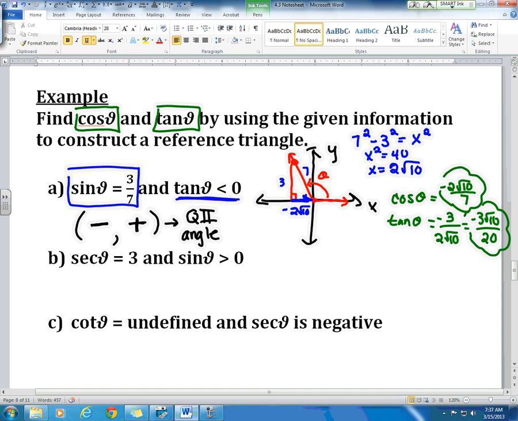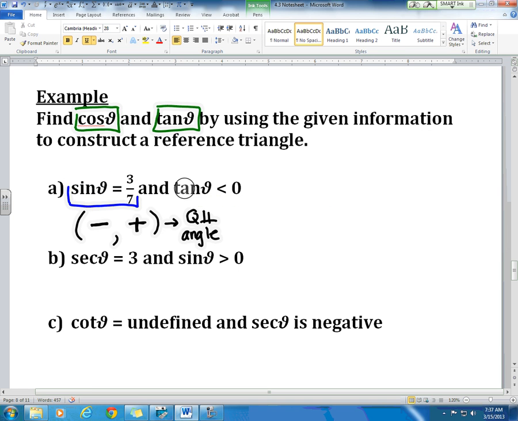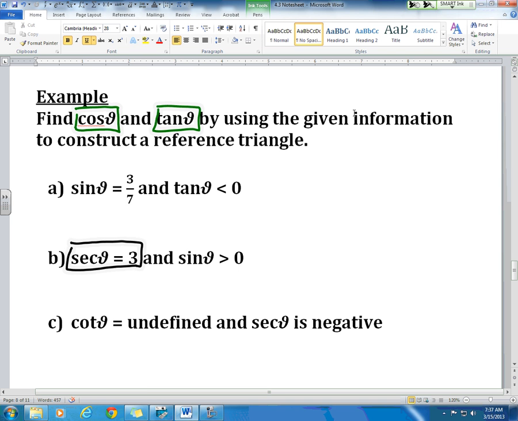to find those trig ratios. So I'm going to erase this picture and this work so that I can fit the work for the next problem there. Make sure that you write down any questions from this one. You might need to rewind if you want to just revisit it again before we go on to the second one. So this one, secant is equal to 3 and sine is greater than 0.